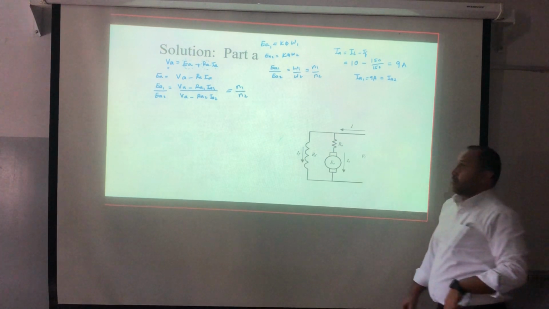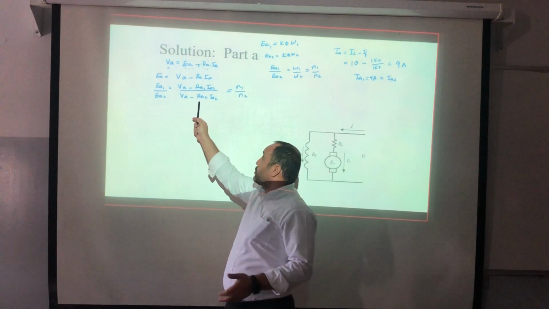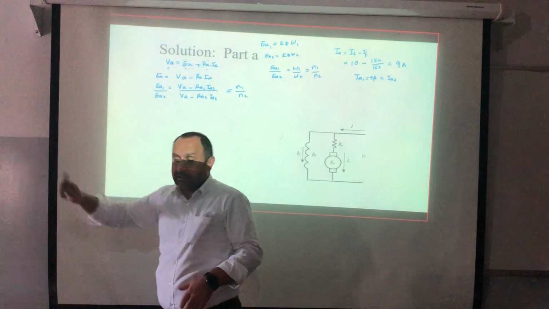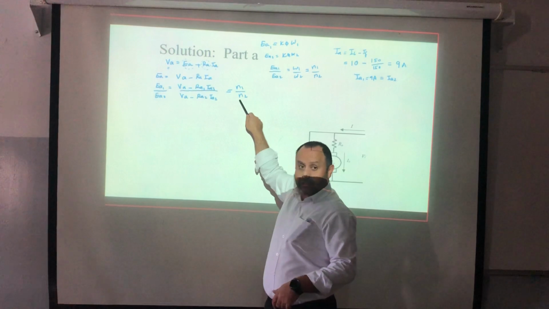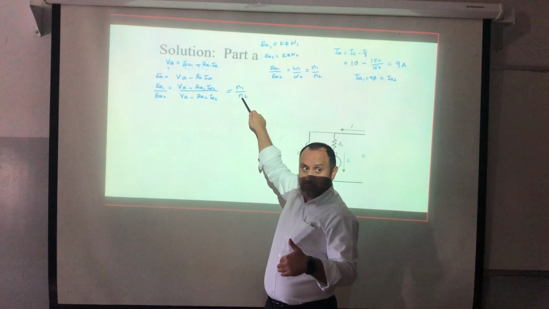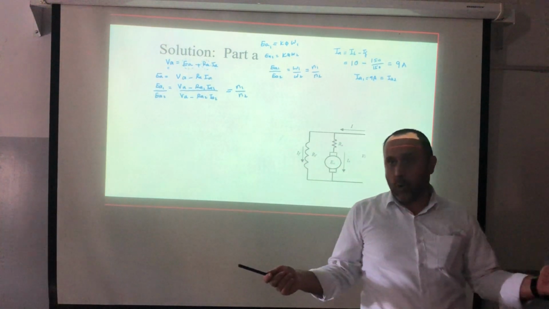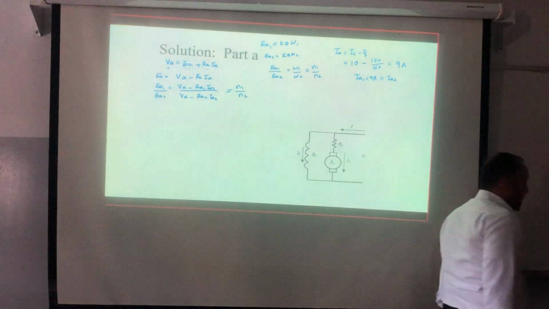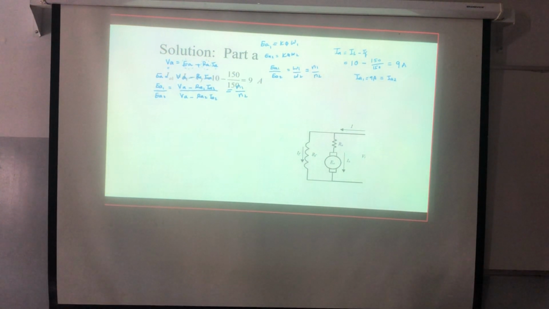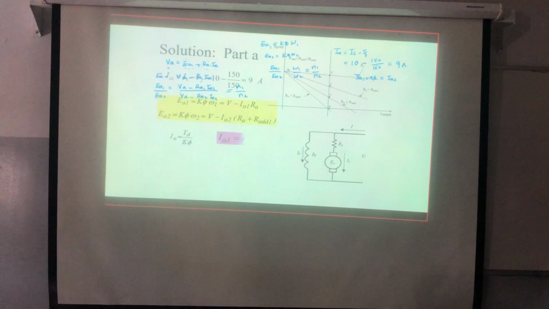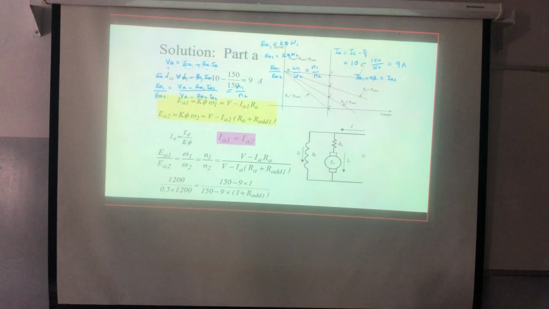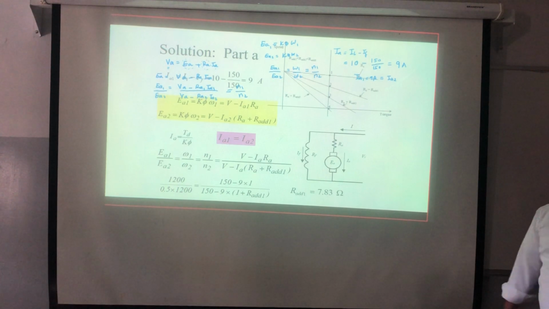Because this one is given, I think it's 1 ohm. This one is the 1 plus R add. The currents are the same. The speed we already know: N1 is 1200, N2 is 600. And V is the same, so I have a single equation with one unknown. So I can solve. If I do the math, simply R added will be equal to 7.83 ohm. Good.